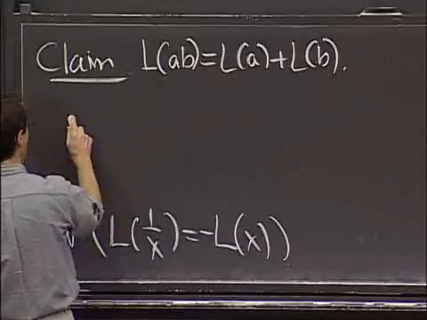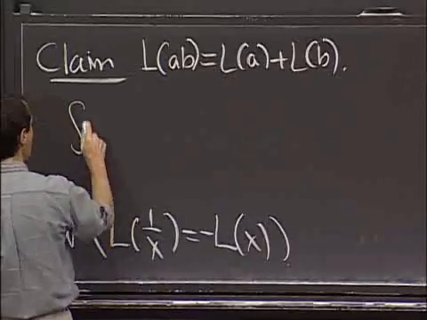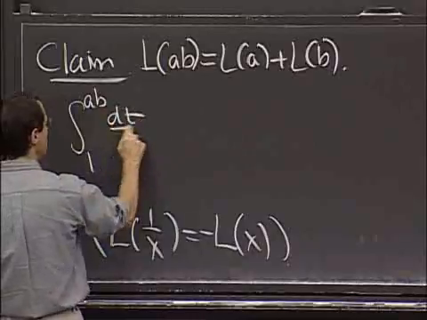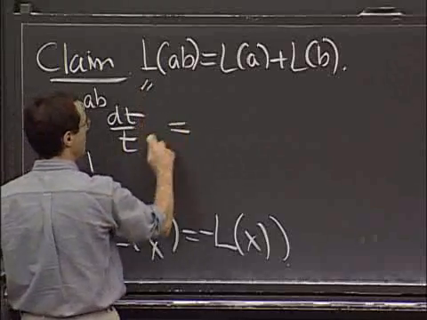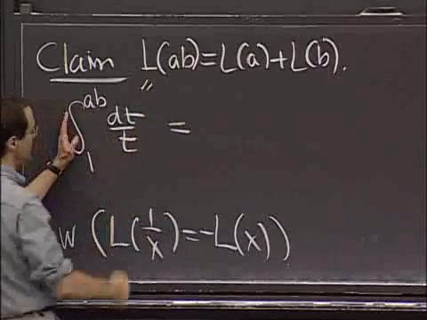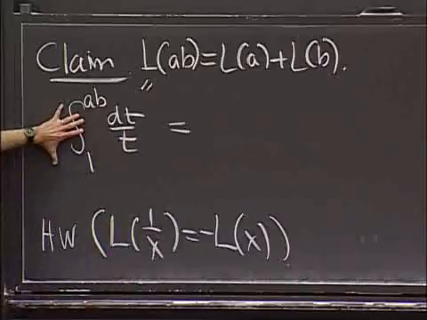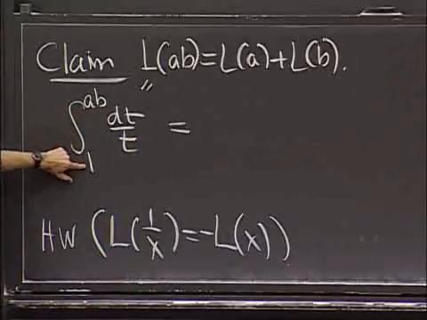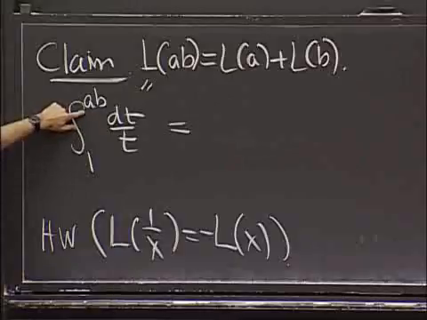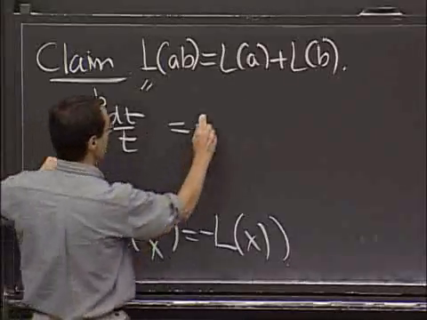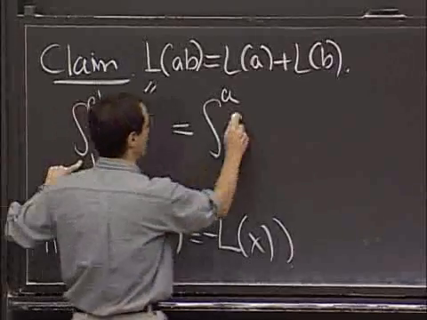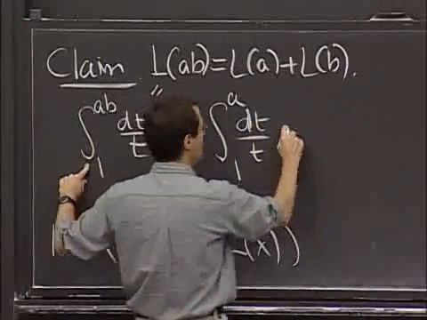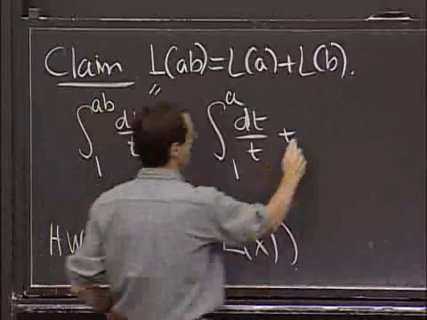On the left-hand side, I have the integral from 1 to AB of dt over t. That's L of AB, and that's certainly equal to the left-hand side. And then I'm going to split this into two pieces. Again, this is a property of integrals: if you have an integral from one place to another, you can break it up into pieces. So I'm going to start at 1, but then go to A, and then I'm going to continue from A to AB.